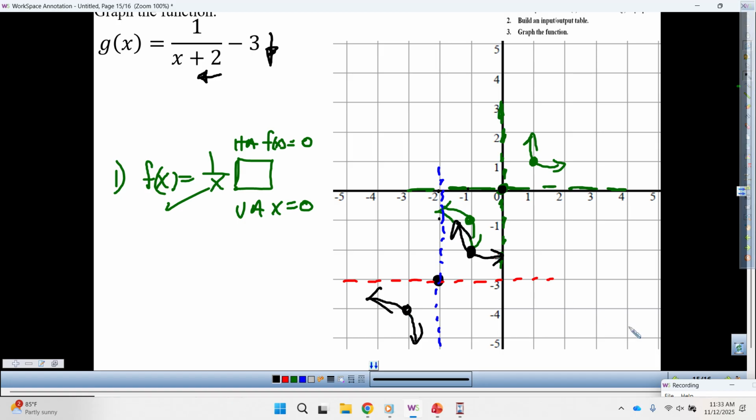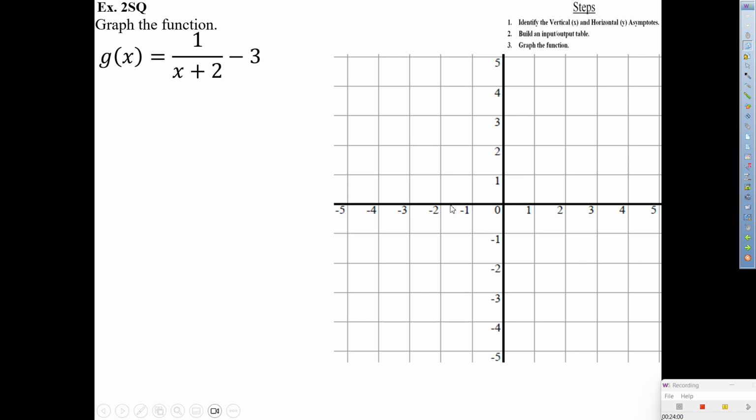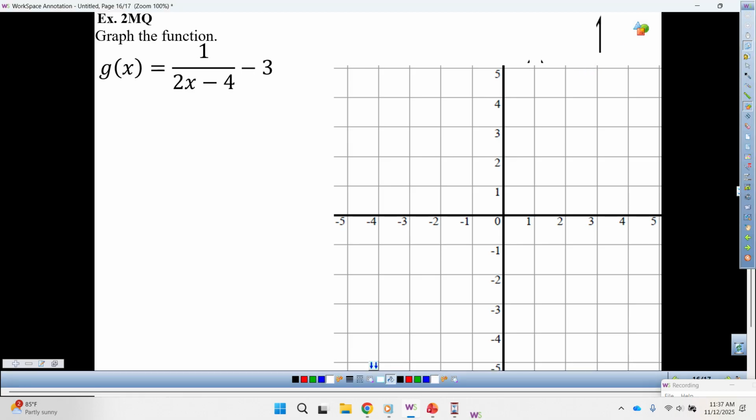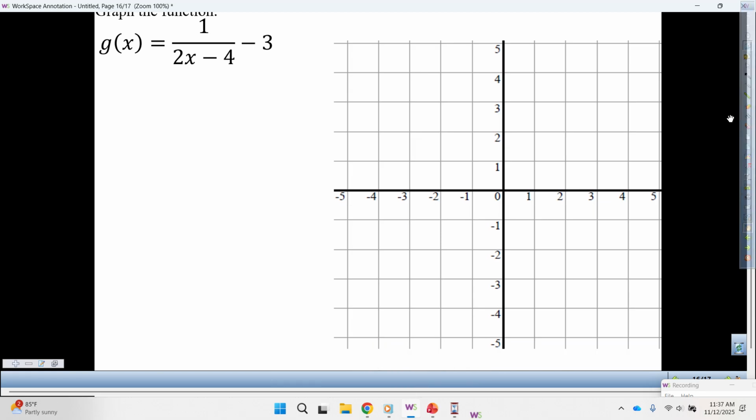I'm going to send you the screen so you can send me your work. All right, let's continue. Focus, please. Let's go to the next graph. Copy this one. Example 2. And for this one, let's do this one together. Here we go.